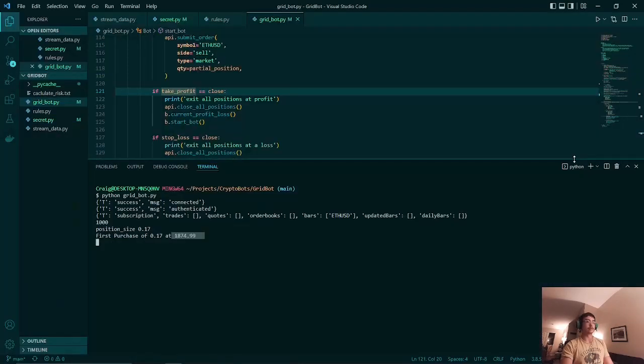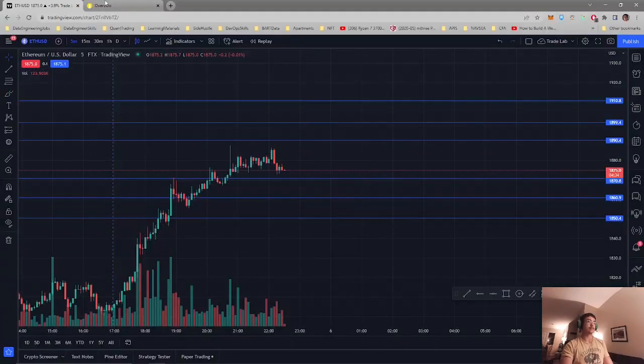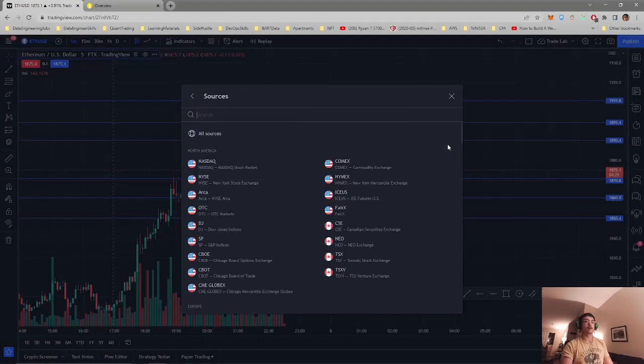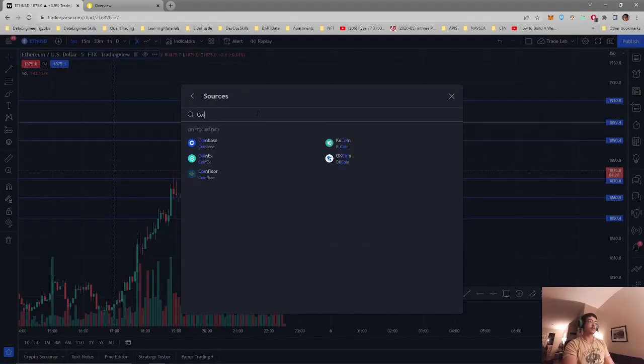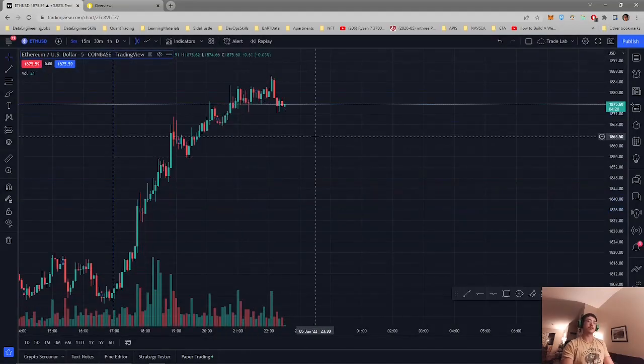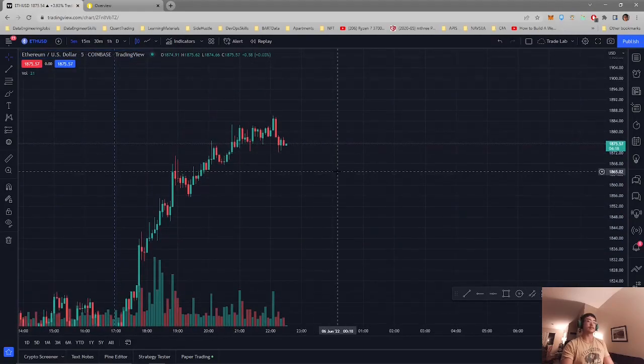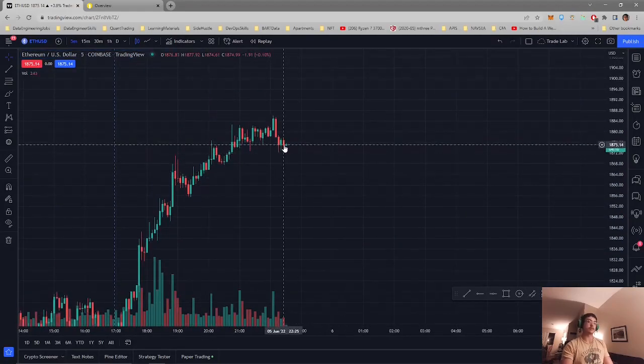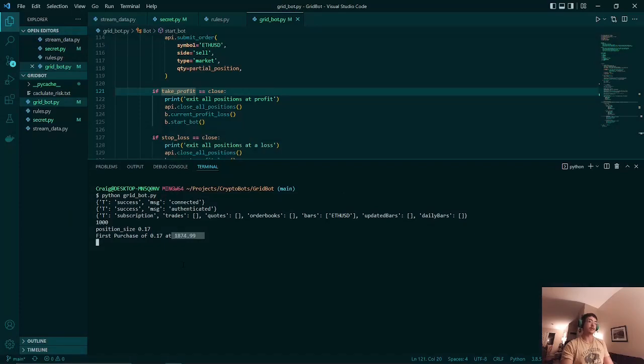We have the trade that has been executed shown there, and it was 1874. Let's just check to see if it executed that one. Coinbase. Yeah, so as you can see, that was pretty close to what we just bought. So this bot seems to be working pretty well.